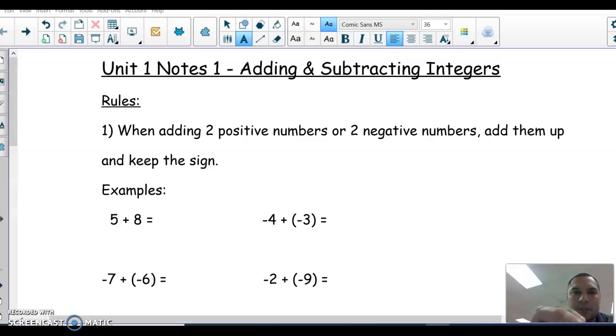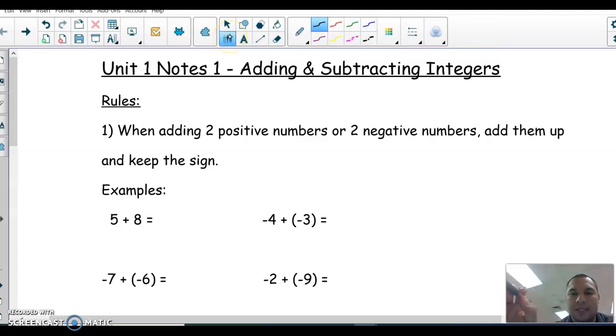Alright guys, first set of video notes that goes with the lesson from Monday, adding and subtracting integers. Some rules: if you have two positive or two negative, just add up the values, keep your sign. This first example, 5 plus 8, they're both positive, add them up, 13.